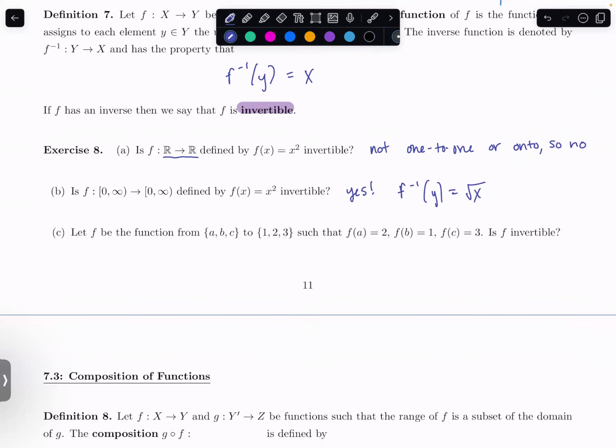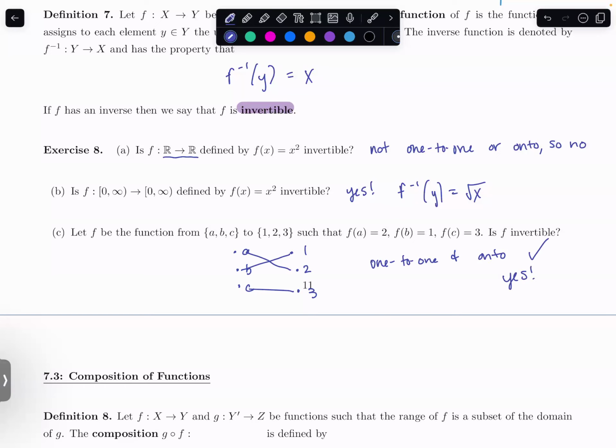Okay. And then we have this example of a potato diagram. You have a set A, B, C that's mapping to a set 1, 2, 3. A goes to 2, B goes to 1, C goes to 3, and that does work. So that is both one-to-one and onto. So it is invertible.